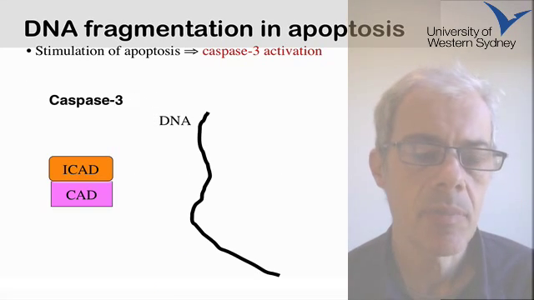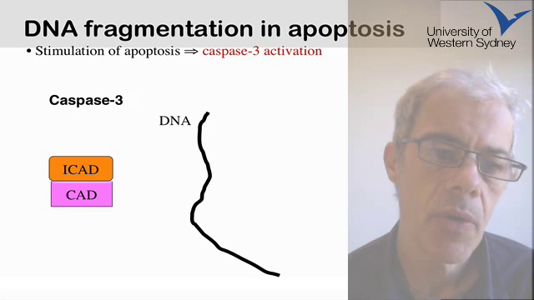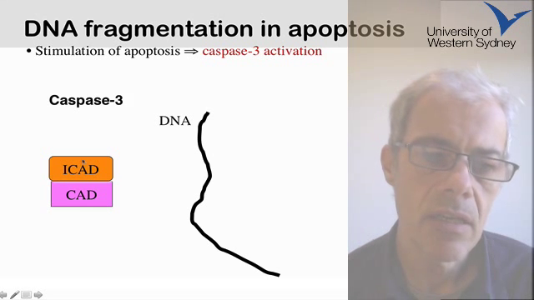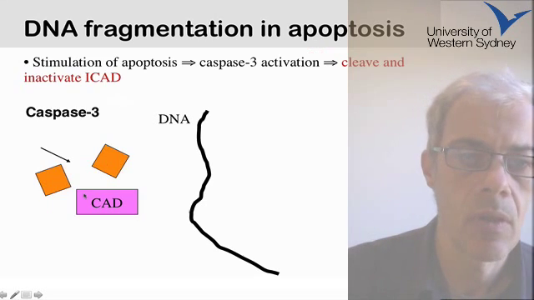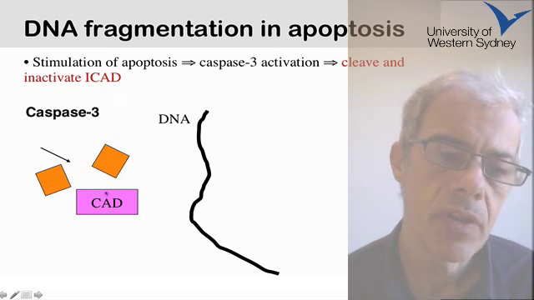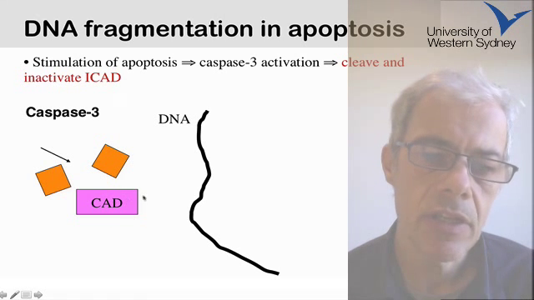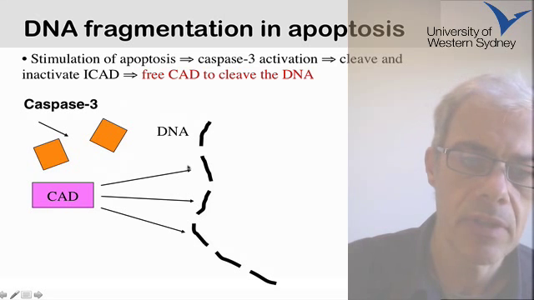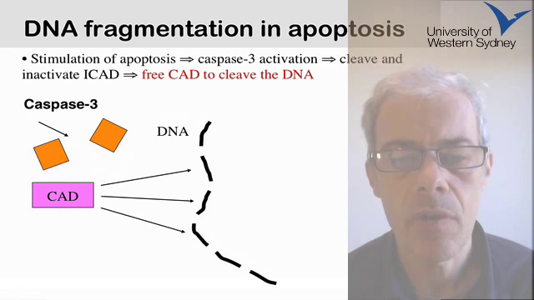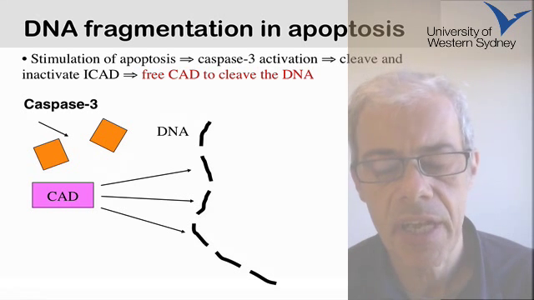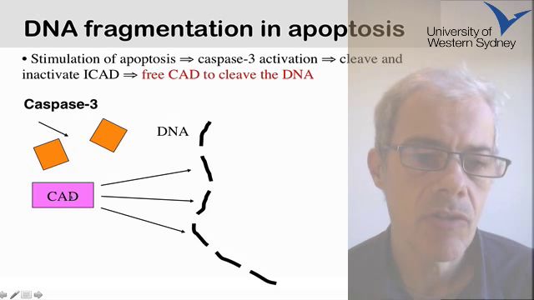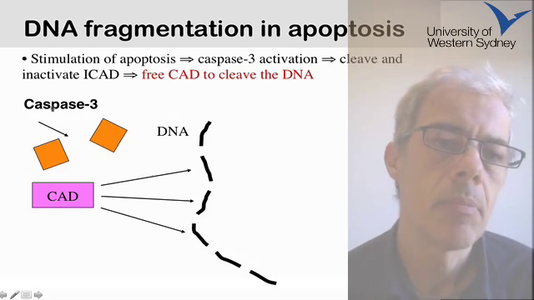So there's a very simple animation here showing that caspase 3, once it's activated, can cleave the inhibitor of the deoxyribonuclease. And once the inhibitor of this deoxyribonuclease is cleaved, the deoxyribonuclease can cleave DNA. Okay? So one of the morphological changes seen during apoptosis is regular fragmentation of chromatin. And this is instigated by a deoxyribonuclease which is activated by a caspase.